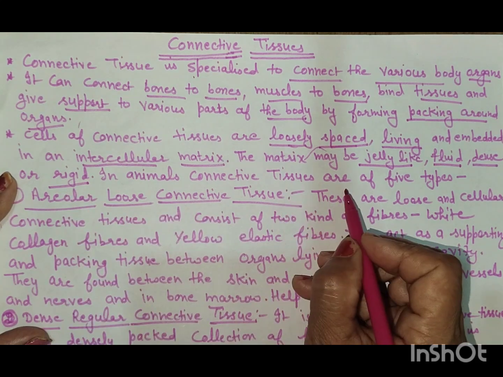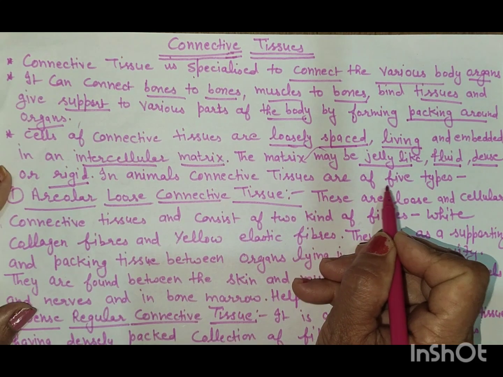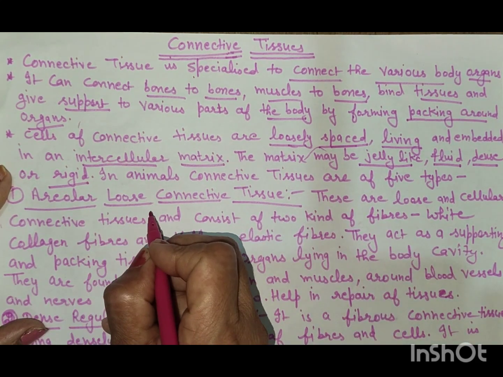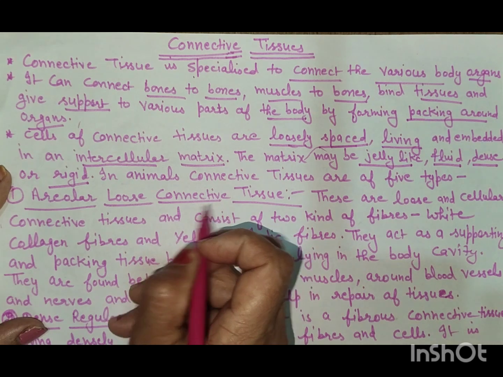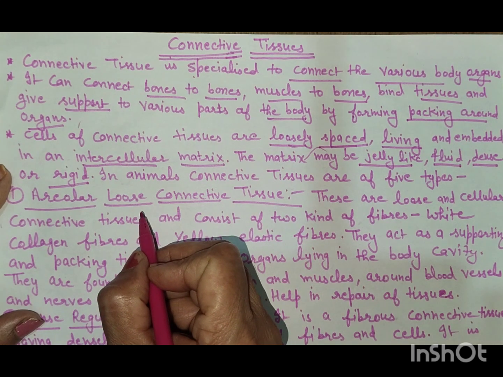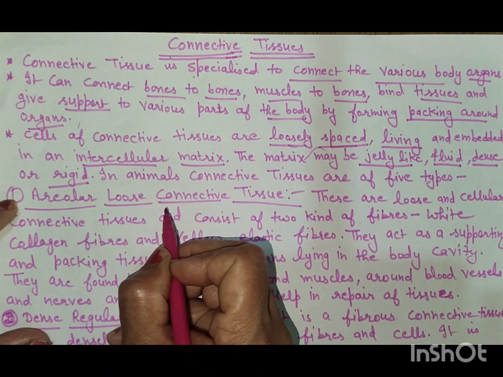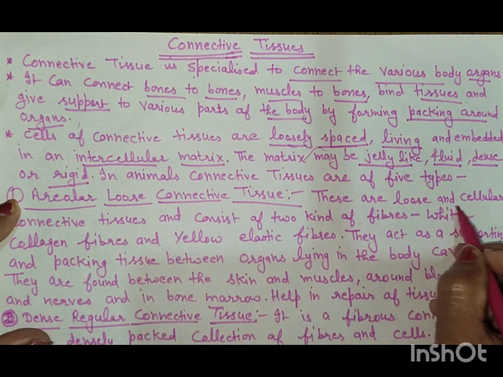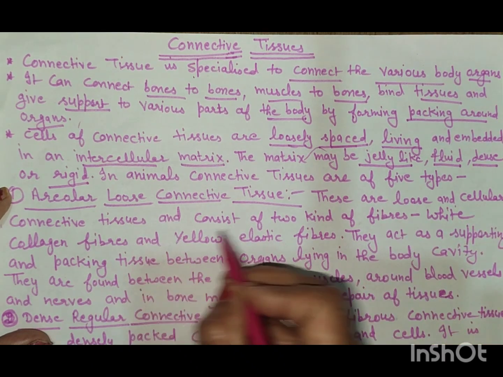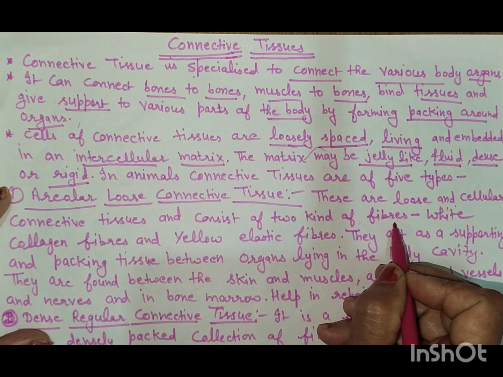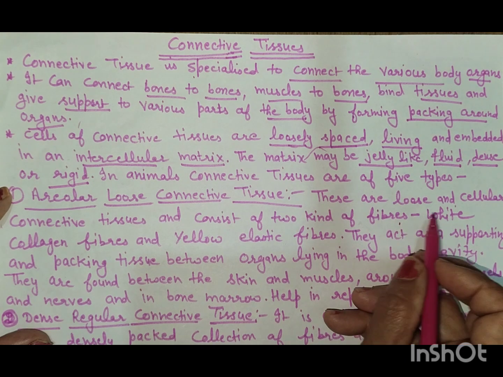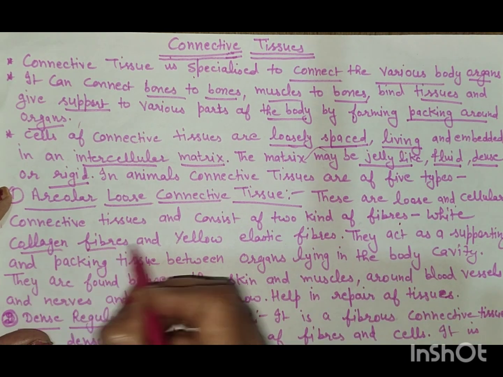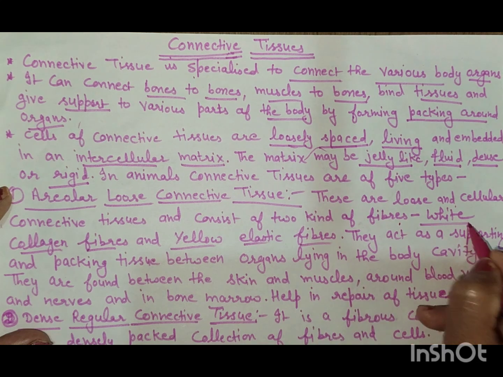In animals, connective tissue is of 5 types. First is areolar loose connective tissue. They have loose cells, and air space is present between them. These are loose and cellular connective tissue and consist of two kinds of fibers: white collagen fibers and yellow elastic fibers.